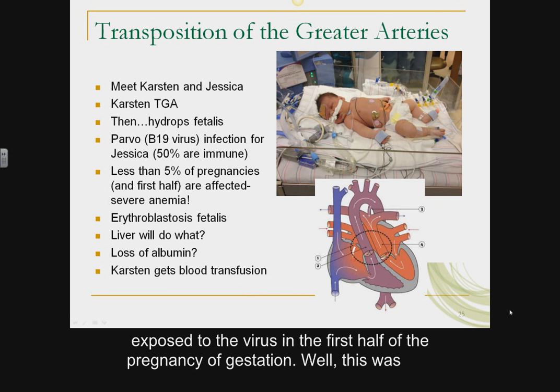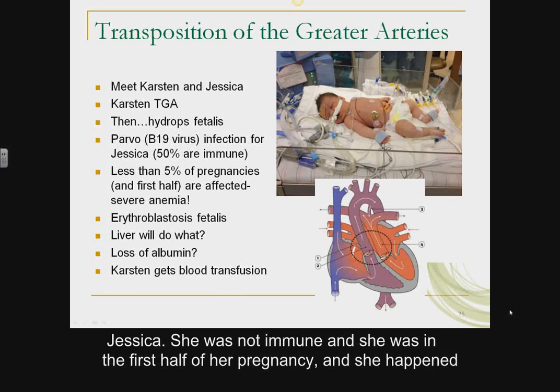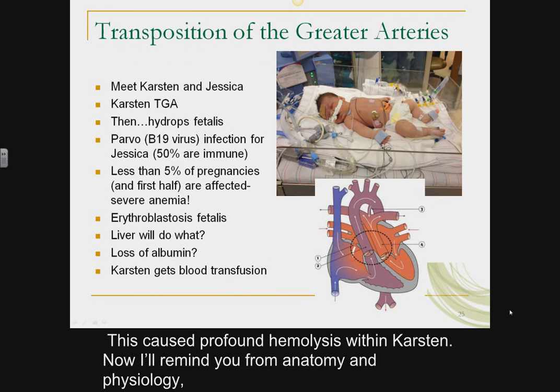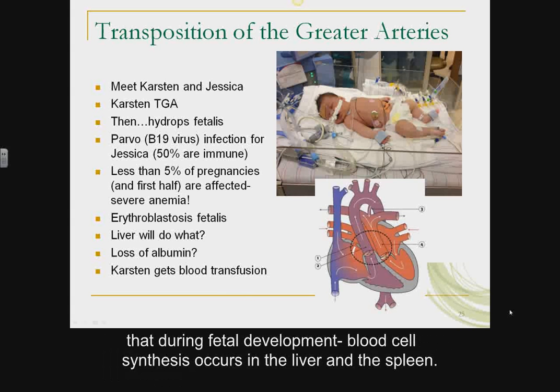The women have to be exposed to the virus in the first half of their gestation. And this was Jessica. She was not immune, and she was in the first half of her pregnancy, and she happened to be one of those 5% where the virus affected her and Karsten. The virus attacks red blood cells. This causes profound hemolysis within Karsten.